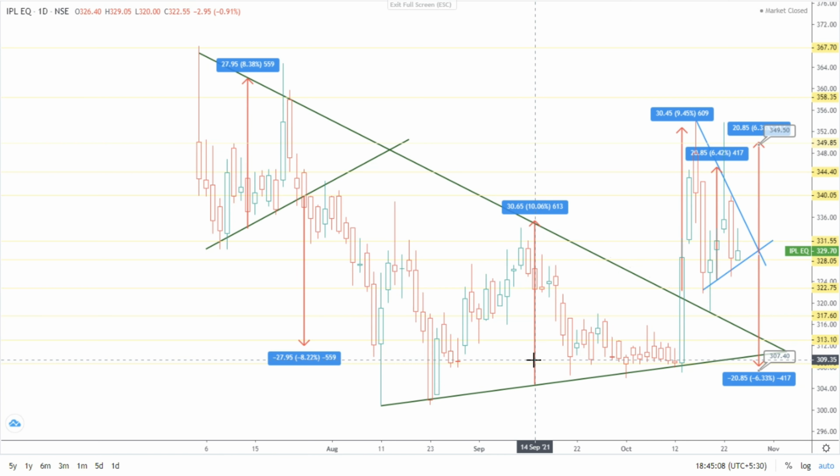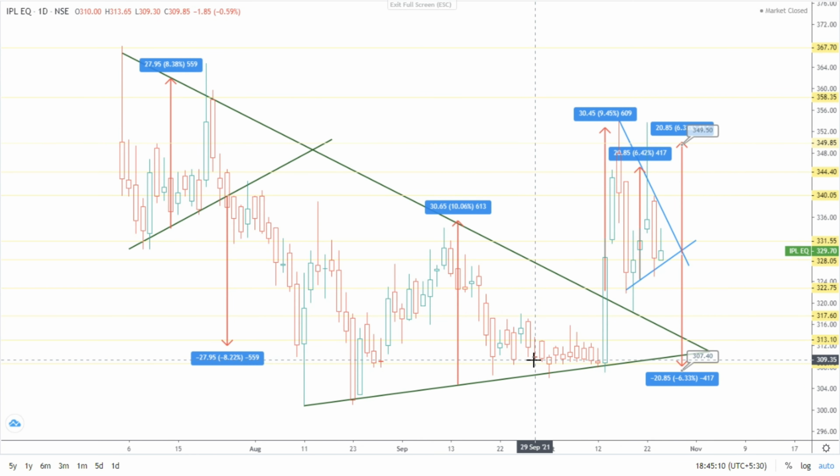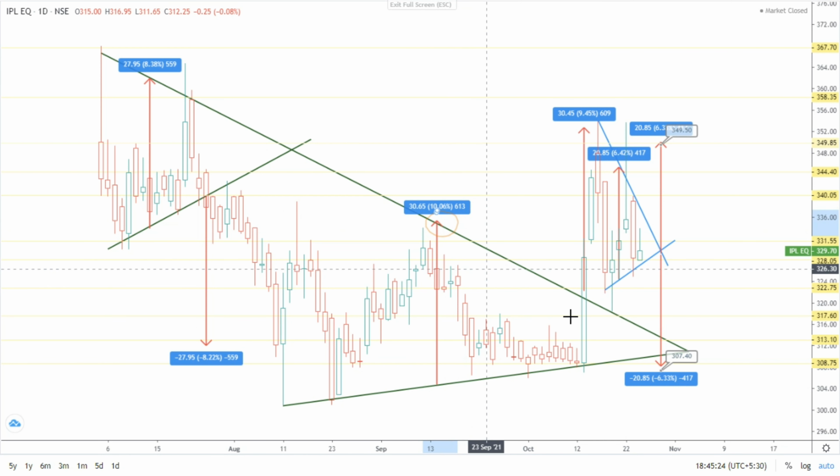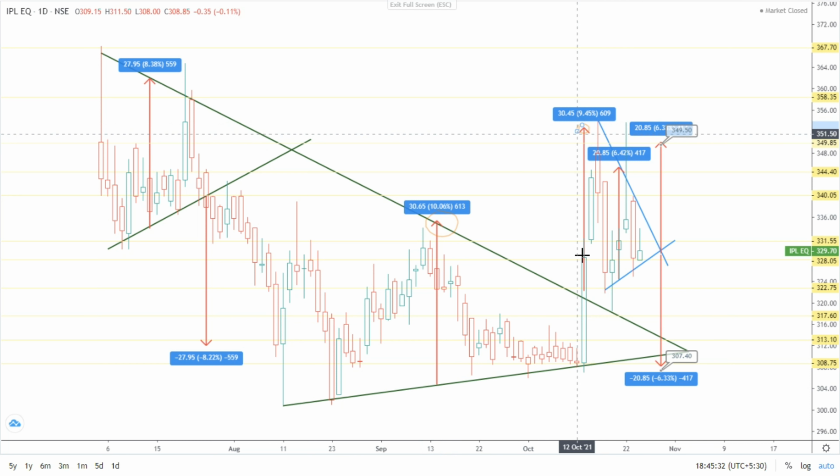Here a good movement can be seen in the stock, as I already uploaded a video of this stock. Here you can see we predicted before also that this much movement can be seen in this stock, and it was achieved successfully. The breakout has happened here and the target has been successfully achieved, you can see.